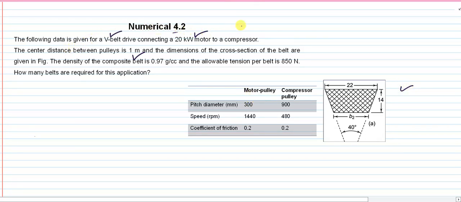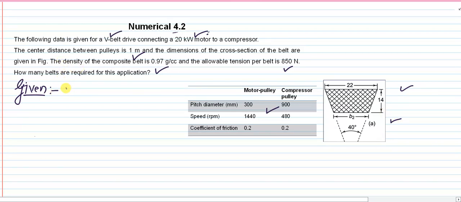Then the density of the composite belt or the belt material is specified as 0.97 gram per cc, which is cubic centimeter, and the permissible tension in the belt is 850 Newton. So as per our usual practice, first of all let us write what are the given entities. Some more data has been specified in the table, as well as some data is to be extracted from the diagram. So let us proceed.